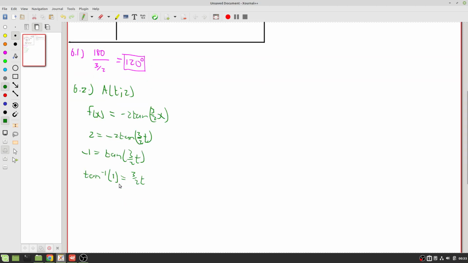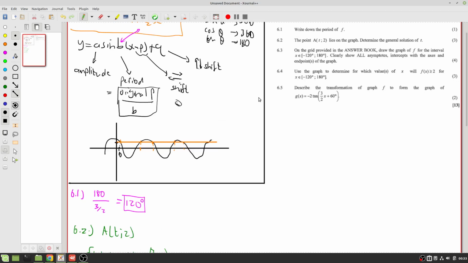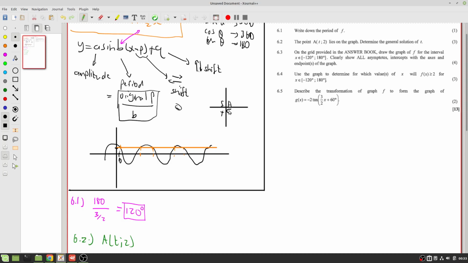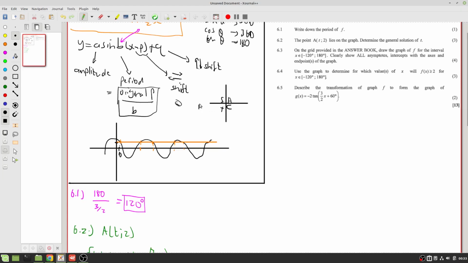So why do we ignore the negative? Well, we've got our CAST diagram. Let's draw that in here somewhere as well, over here. Let's write in CAST. Sorry for the screen flickering, I don't know what's going on there.